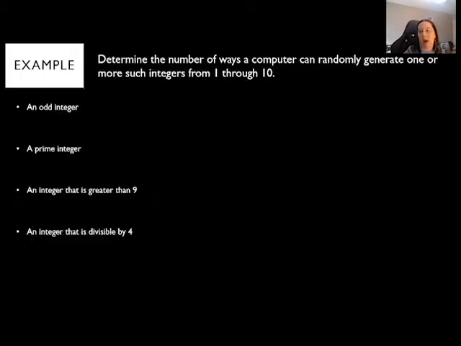So starting off with an example here, determine the number of ways a computer can randomly generate one or more such integers from 1 through 10. So we're just generating numbers from 1 through 10, and here are our choices. How many ways can we get an odd integer? For problems like this, I find it very helpful to write down your choices. Obviously, we're just writing down the numbers from 1 through 10.